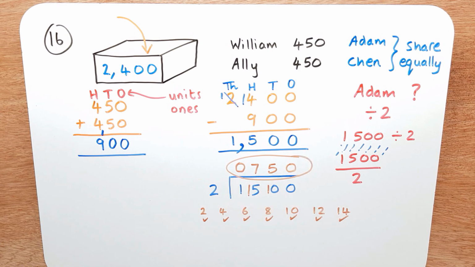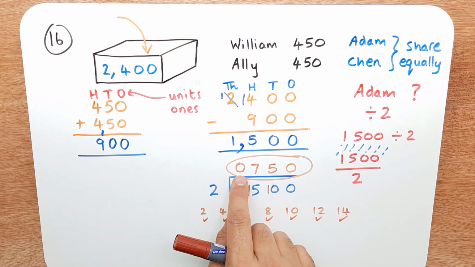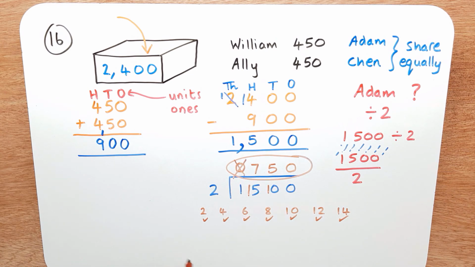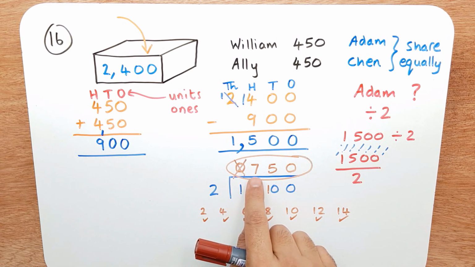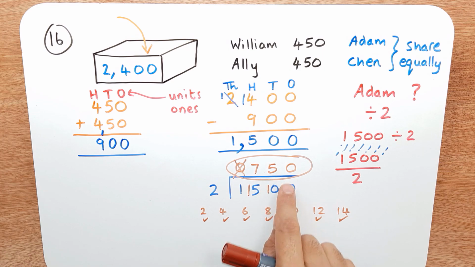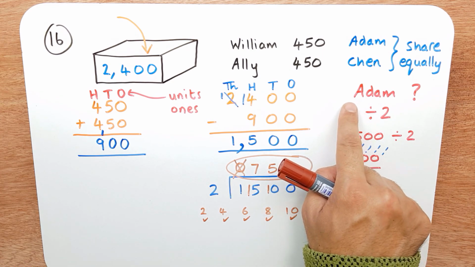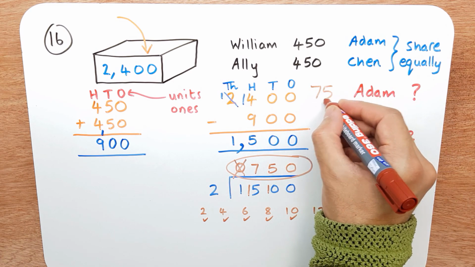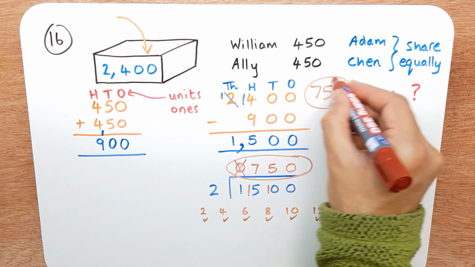That is my answer. And what did we say about this leading 0? We can ignore that or cross it out. So our answer is 750. And the question was, how many leaflets does Adam have? He has 750 leaflets.